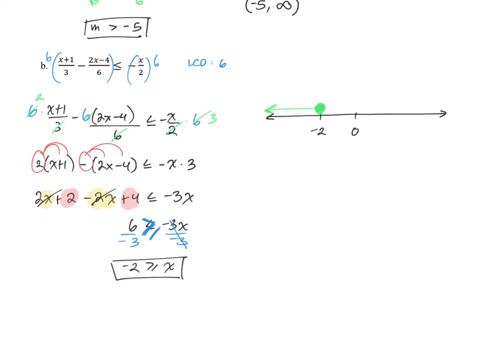Now for this next interval, where do we start? Well, we don't know the smallest number. In fact, all we know is that it's negative infinity, which once again we use the parenthesis because we can't touch it. And then we go up to negative 2 and stop, but we include negative 2.